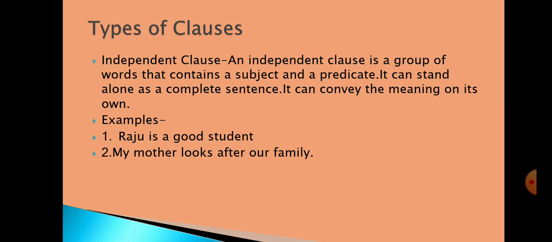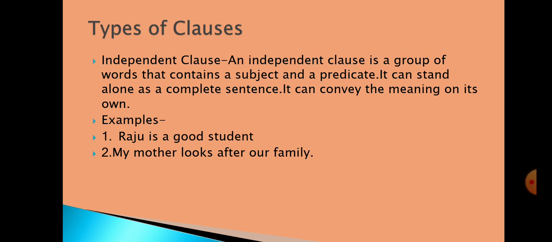Now we will study this topic in detail with the help of slides. Types of clauses. Independent clause. An independent clause is a group of words that contains a subject and a predicate. It can stand alone as a complete sentence. It can convey the meaning on its own. तो independent clause या main clause क्या है, मतलब उसमें subject रहता है और predicate रहता है. And we can say that independent clause can convey the meaning on its own. It doesn't require the support of any other clause.